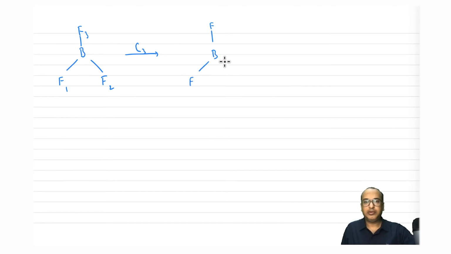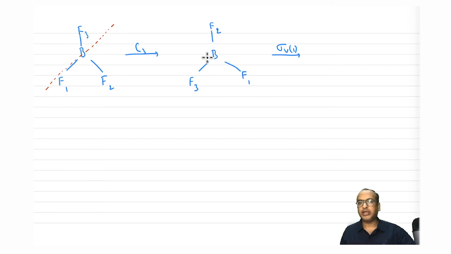Okay, so let's look at the same molecule again and take a combination of two different symmetry operations. So let's again do C3 first. So we have 3, 1, 2, right? 1, 2, 3, yeah. Now let's do sigma V1. So sigma V1 will be this plane, the plane which is passing through BF1 in the original molecule, not in the transformed molecule.